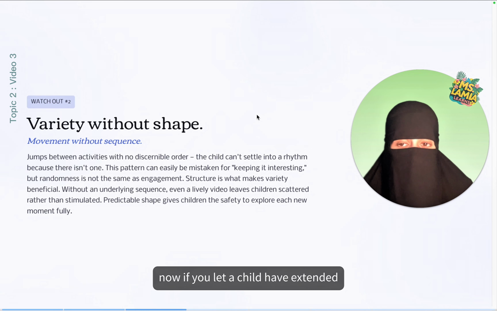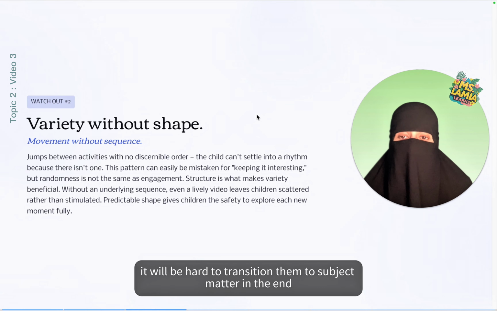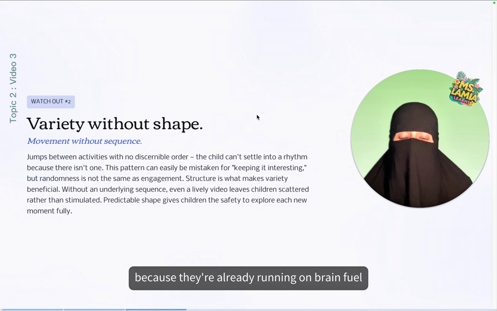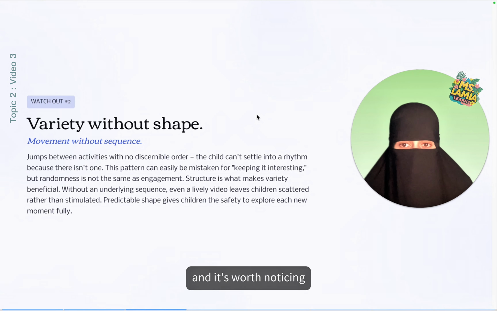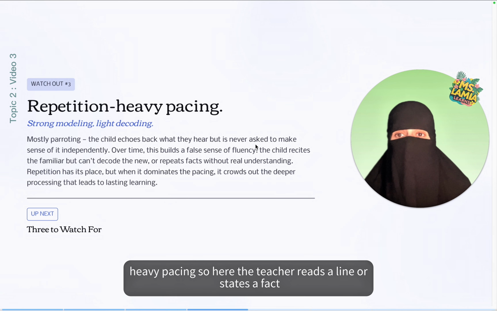If you let a child have extended free conversation or play to start with, it will be hard to transition them to subject matter in the end because they're already running on brain fuel. And it's worth noticing because it can be mistaken for keeping things interesting, but a structure is needed for it to be beneficial. Number 3, repetition-heavy pacing.